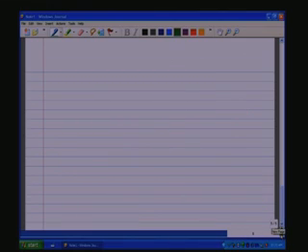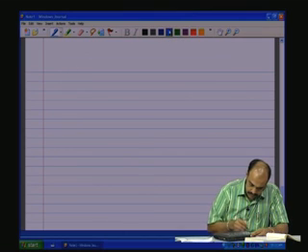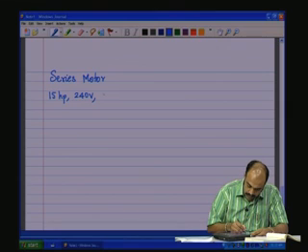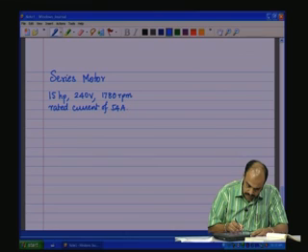So, let us take up just one more example on the series motor. Let us say we have a series motor which is rated for 15 HP, 240 volts, 1780 RPM and rated current of 54 amps.